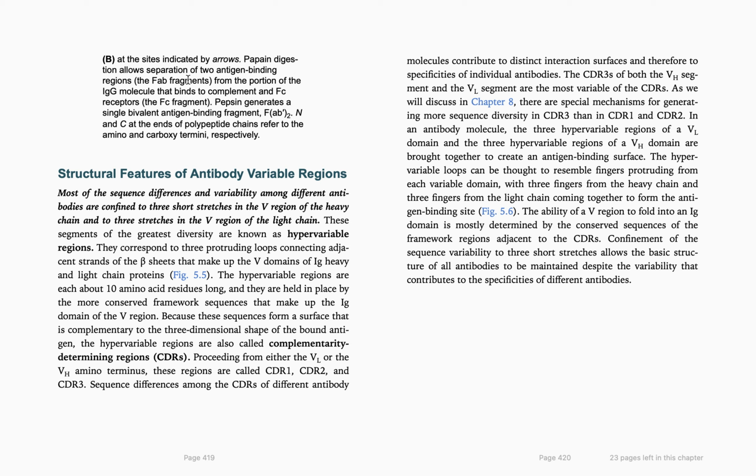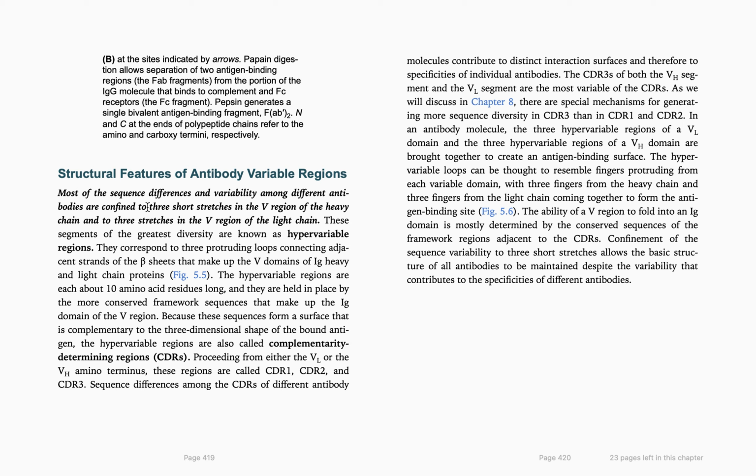Papain digestion allows separation of the two antigen binding regions, the Fab fragments, from the portion of the IgG molecule that binds to the complement, the Fc receptor fragment. Pepsin generates a single bivalent antigen binding fragment, and the N and C at the ends of the peptide chain refer to the amino and carboxyl termini respectively. Structural features of the antibody variable region.